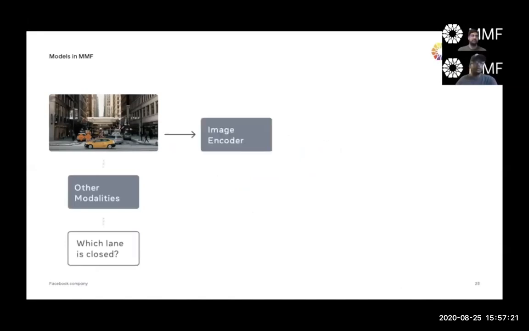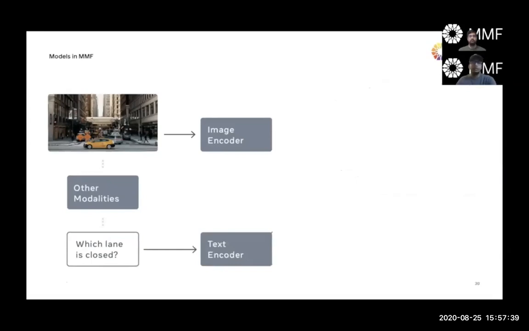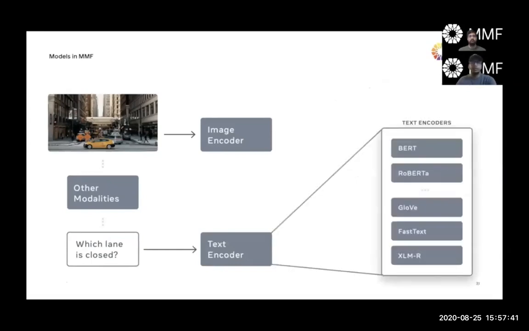The image will pass through an image encoder so that we can extract the features. The encoders can be of different types, whether it's a ResNet-152 or ResNeXt or maybe a Faster R-CNN, which will give us the bounding boxes for different objects in the image. Then for the text, we can have different types of text encoders. Similarly, the encoders may be BERT or RoBERTa models, or even GloVe, FastText, and XLM-R models.